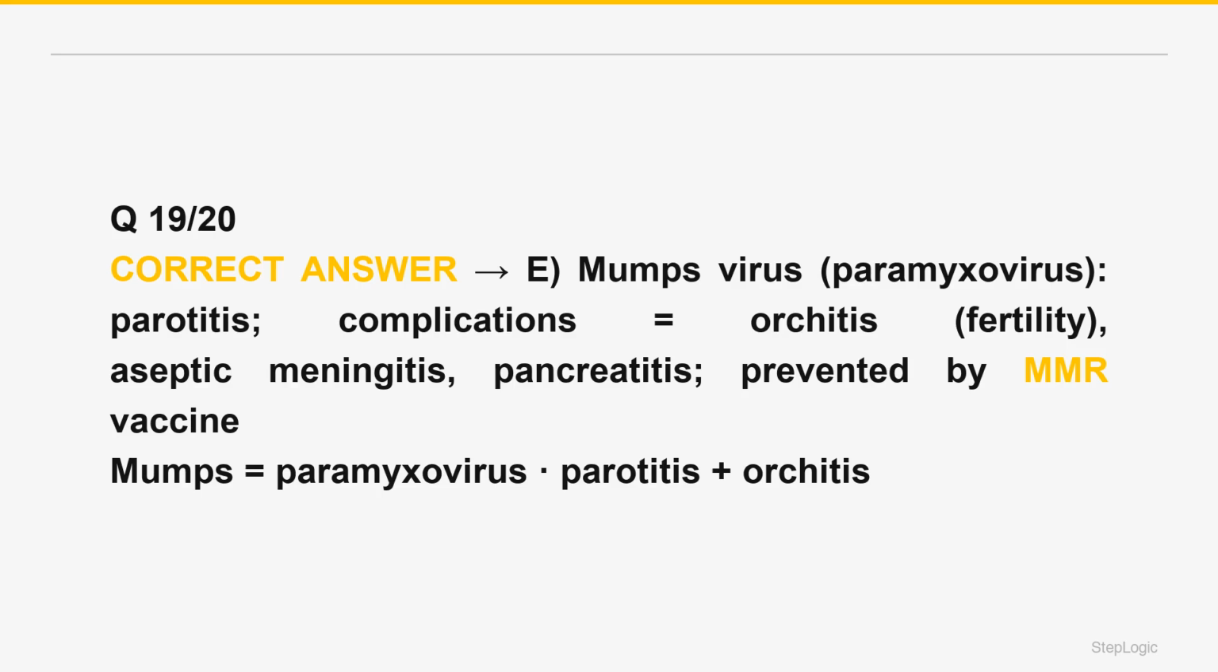The complications are high yield, remembered as the gland and organ inflammations. Orchitis: testicular swelling and pain, especially in postpubertal males, usually unilateral, can rarely impair fertility. Aseptic meningitis, encephalitis, pancreatitis, and oophoritis. Mumps is now rare in vaccinated populations because it is prevented by the MMR, measles, mumps, rubella, vaccine, a live attenuated vaccine, and outbreaks occur in undervaccinated groups. The paramyxovirus causing parotitis with orchitis, meningitis, and pancreatitis, prevented by MMR, is mumps.